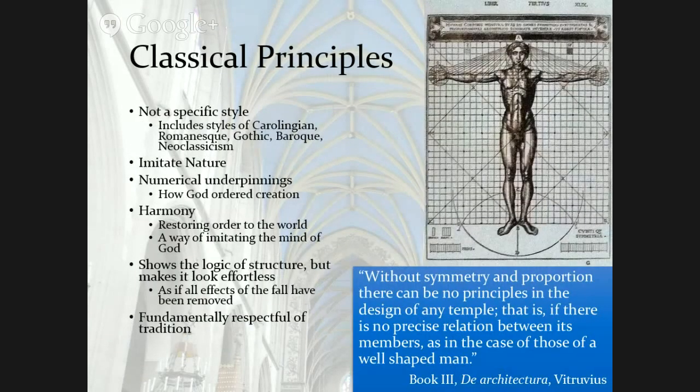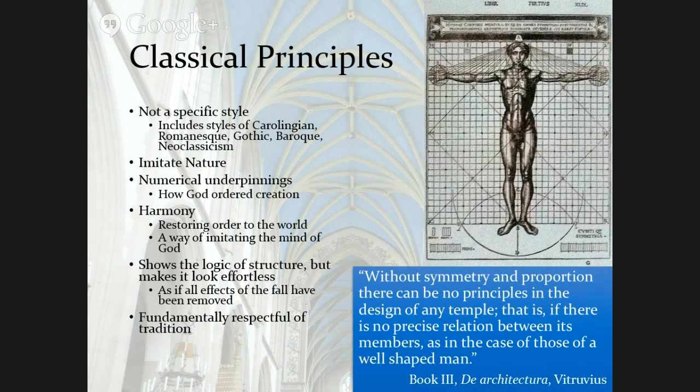So we had talked in the presentation on sacred architecture, the theology of church architecture. We had first talked about different biblical principles that are described through the actual physical makeup of the building. And the way they do that is they apply classical principles that were a part of Greek and Roman architecture, even before that. Classical principles are not a specific style, but principles that are applied to many different styles across the centuries. So Carolingian and Romanesque and Gothic and Baroque and Neoclassicism all use classical principles, but apply them in a variety of different ways.